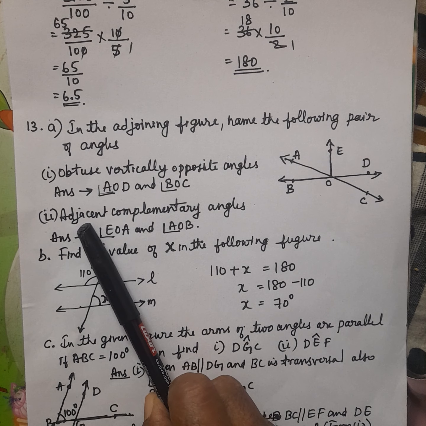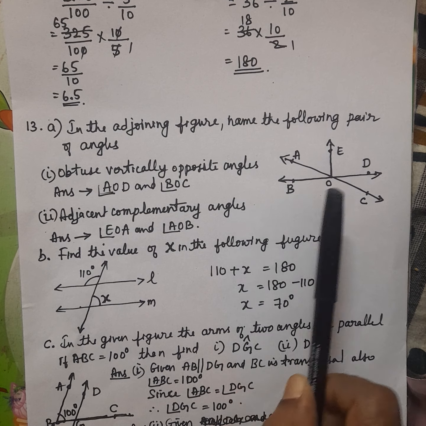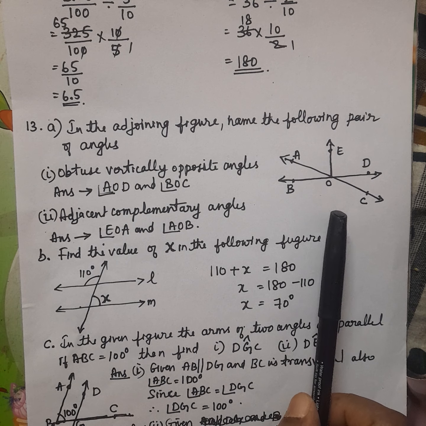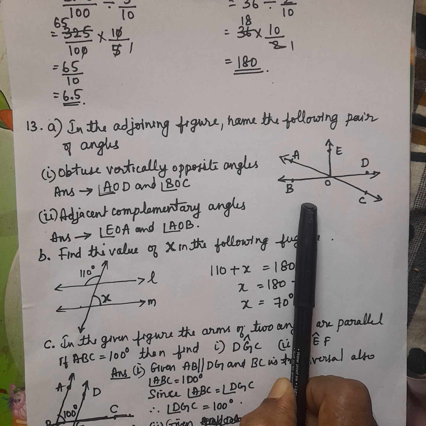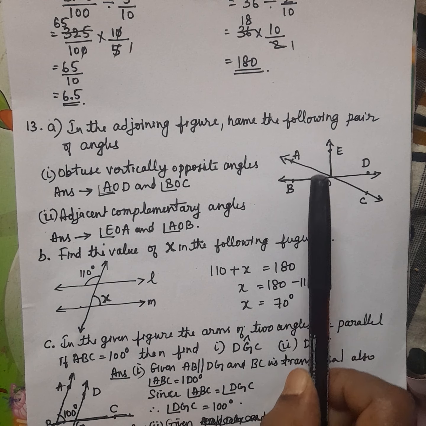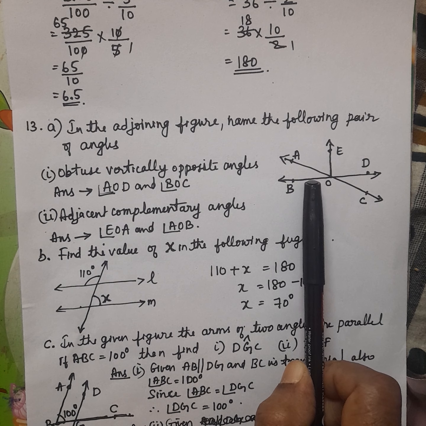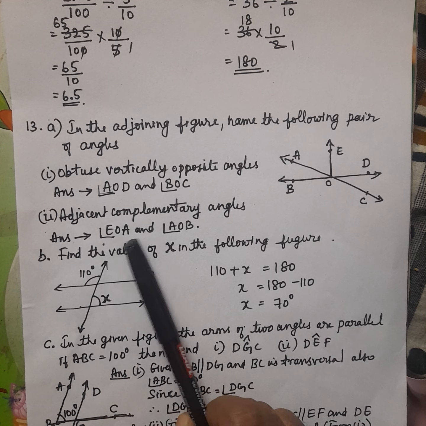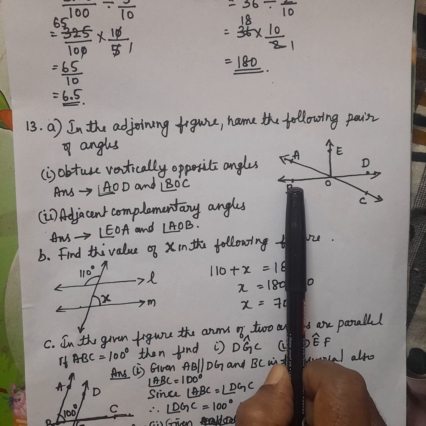Now second question, adjacent complementary angles. Complementary angle means it's 90 degrees. So in the 90 degrees you have to find adjacent angles, but when you add both angles, it should become 90 degrees. So here the angles EOA and AOB are both adjacent complementary angles. So the answer is angle EOA and AOB.